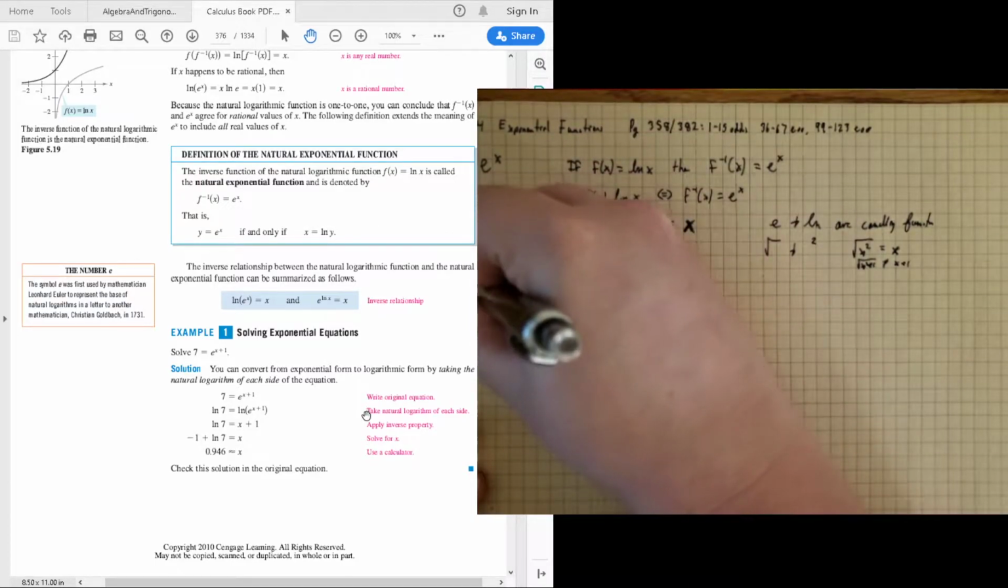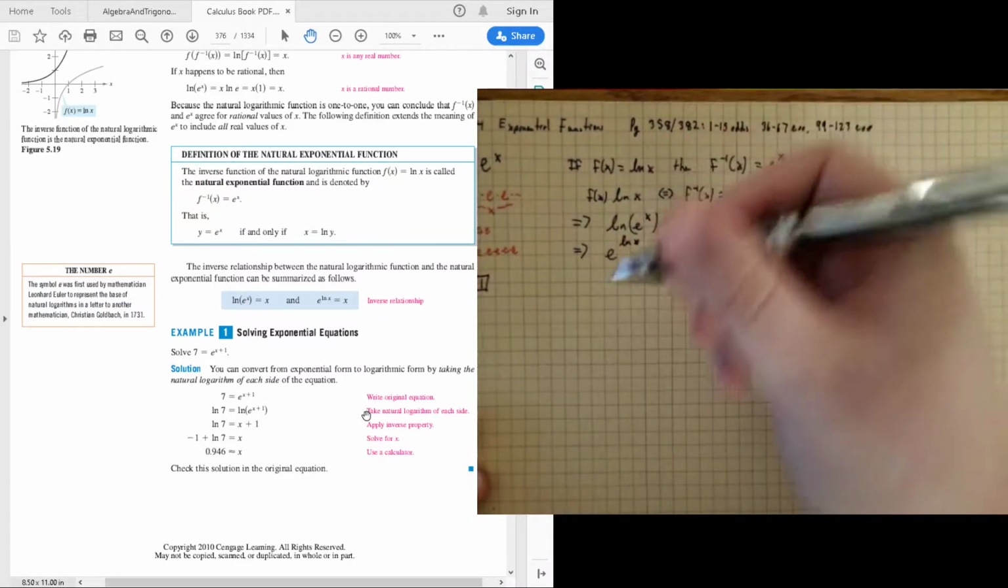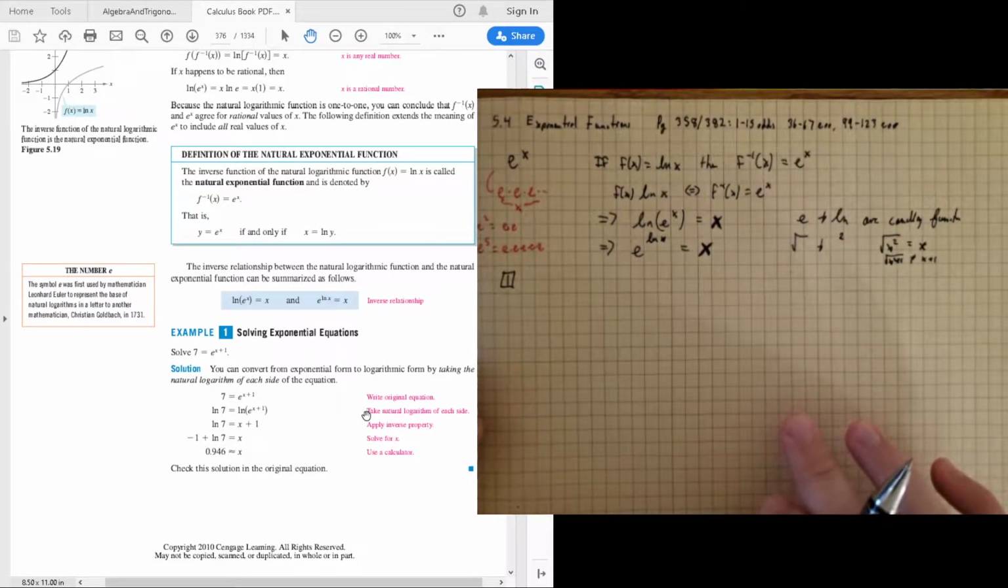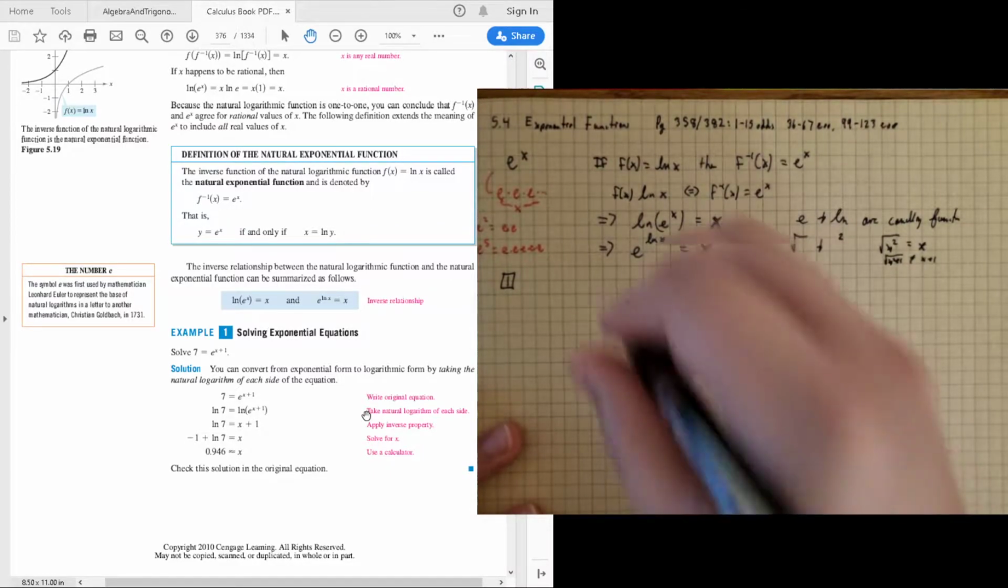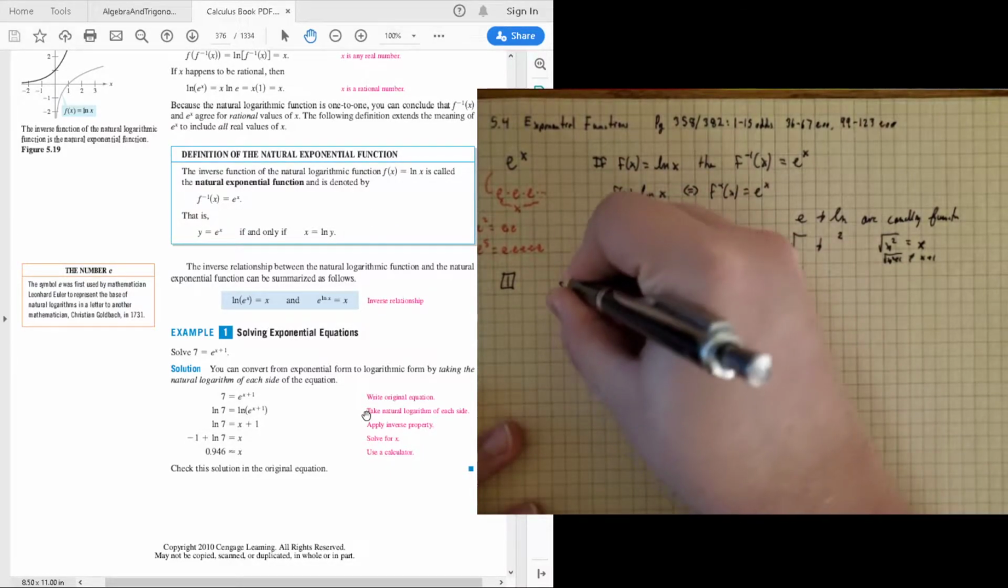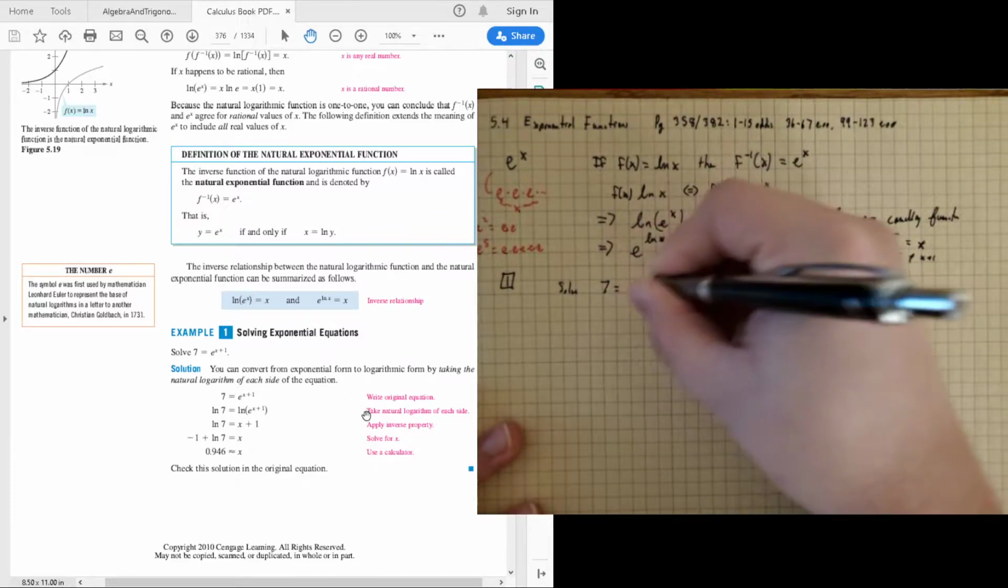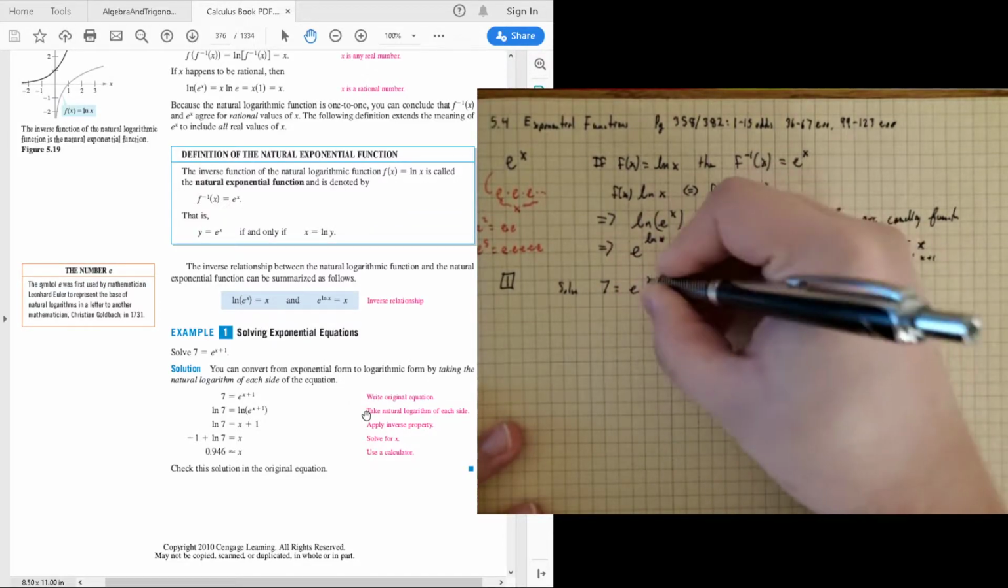I wanted to use a couple of the book examples this time because I think they're pretty good, and there's not very many good homework questions that go through this. So we'll deal with the homework questions afterwards. So it says to solve 7 equals e to the x plus 1.